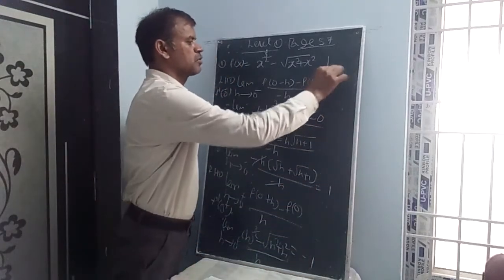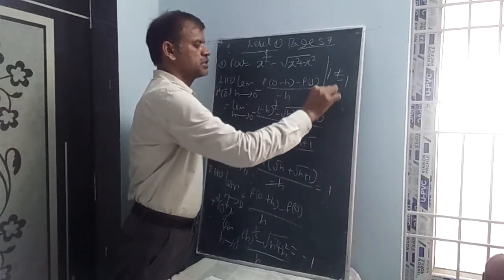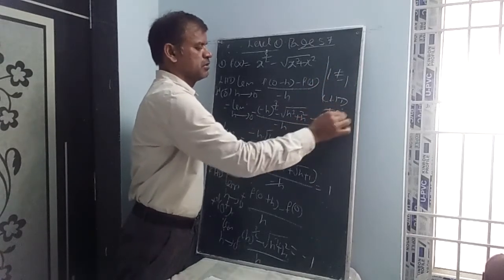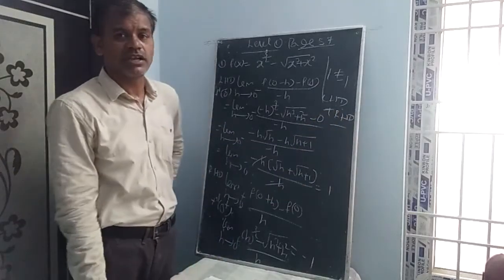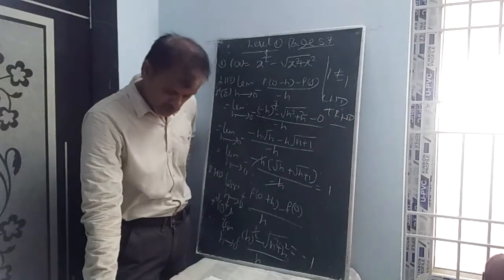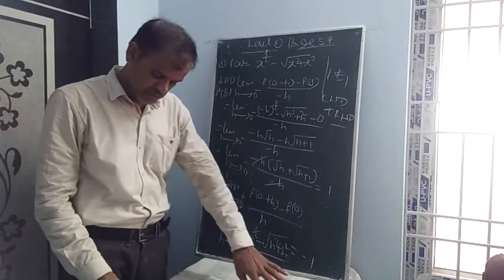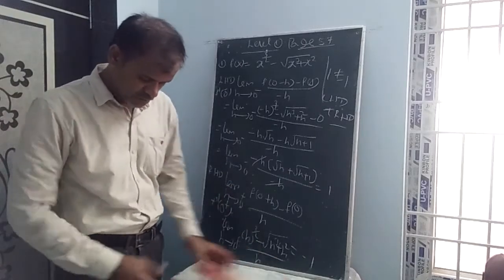So 1 not equal to minus 1. LHD not equal to RHD. So whenever LHD is not equal to RHD, the function f of x is not differentiable at x equal to 0. Here not differentiable, yes, the second option is given. Now third question.